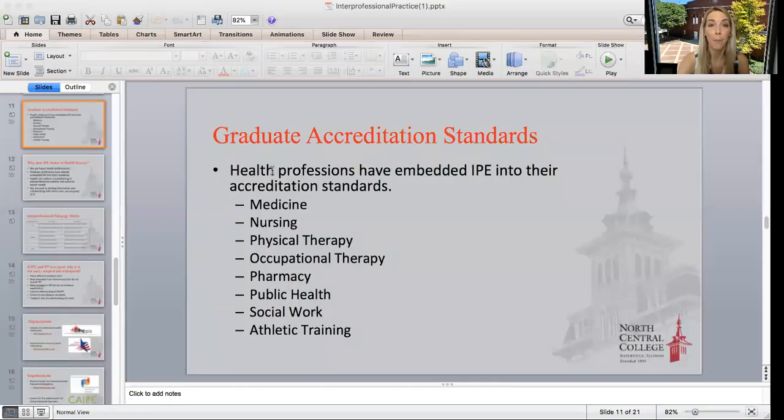I'm going to share my screen here. If you're following along with the PowerPoint, this is slide number 11. So we're picking back up with that same PowerPoint, slide 11 here. It's titled Graduate Accreditation Standards.